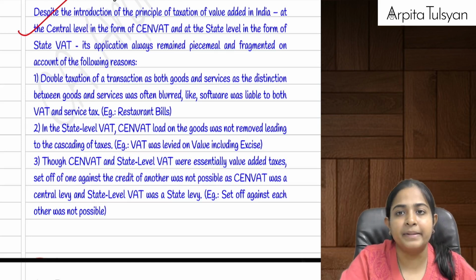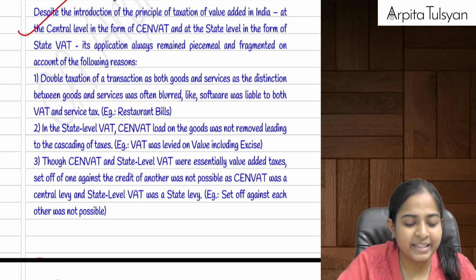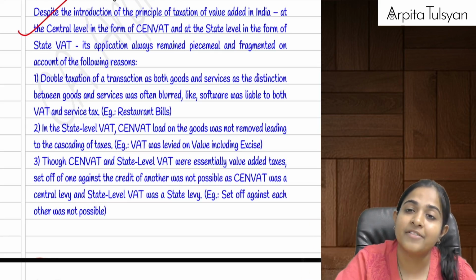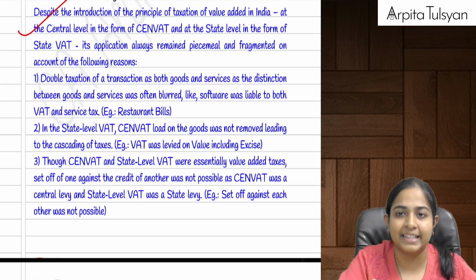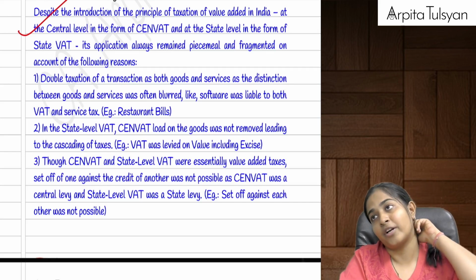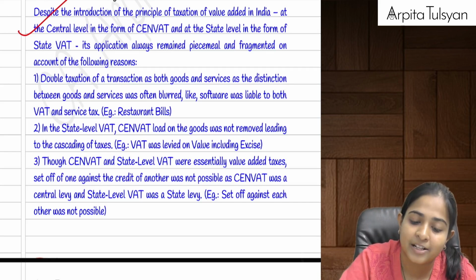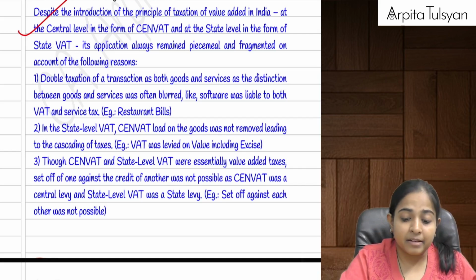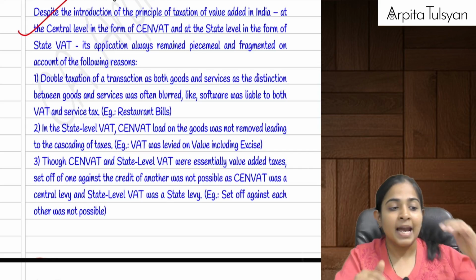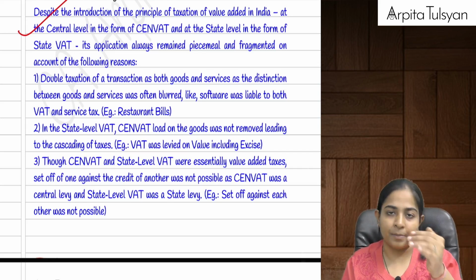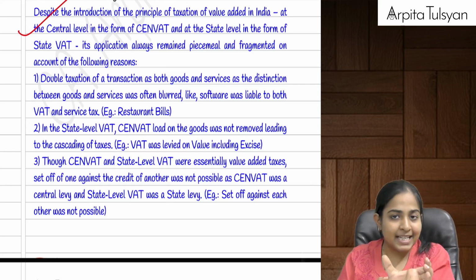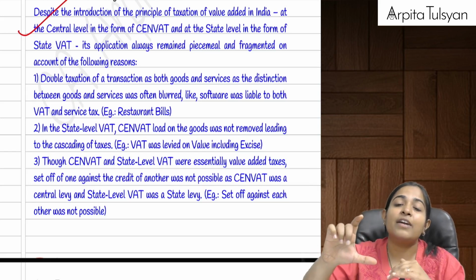Now, what was the problem there? There were some transactions on which VAT was applicable, plus service tax was also applicable, so it was getting a hit of both. Example, restaurant. Earlier when you used to go to a restaurant, VAT was applicable, plus service tax was also applicable. Then there were certain items on which VAT was applicable, plus excise duty was applicable. First excise duty was applicable on a particular manufacturing, on the value of goods, and then on this total value, VAT was also applicable.